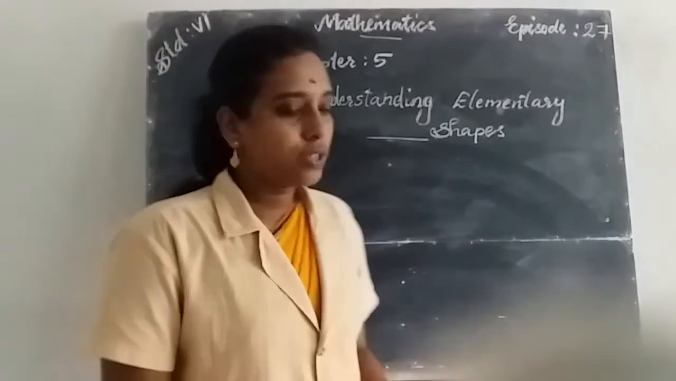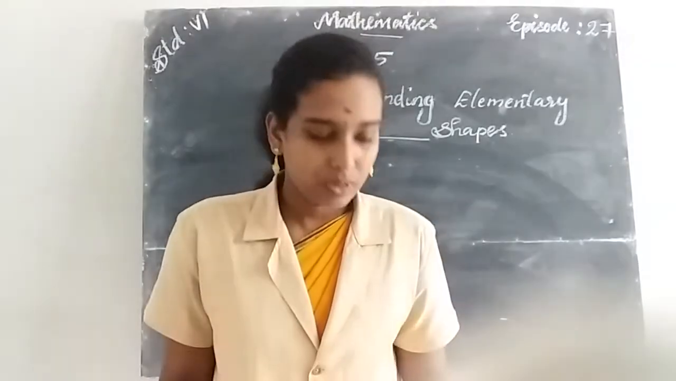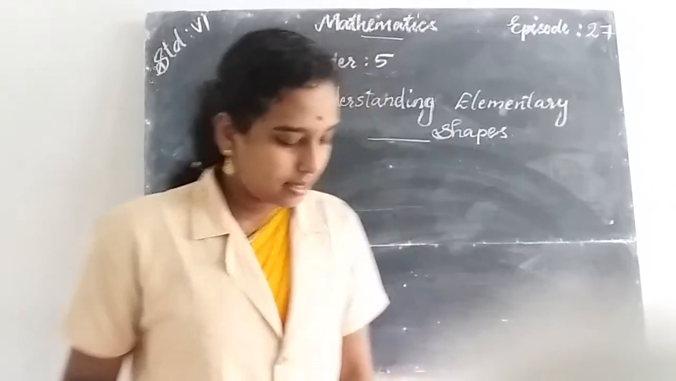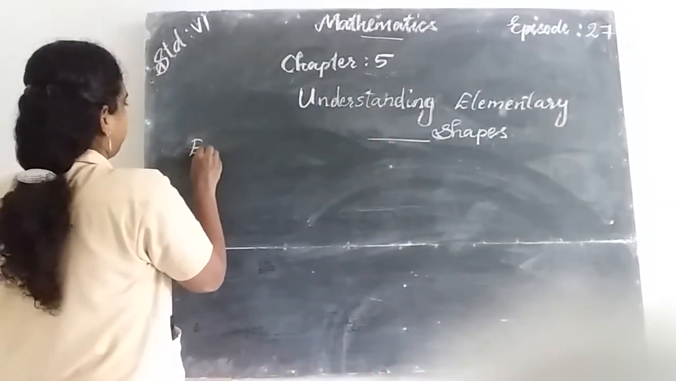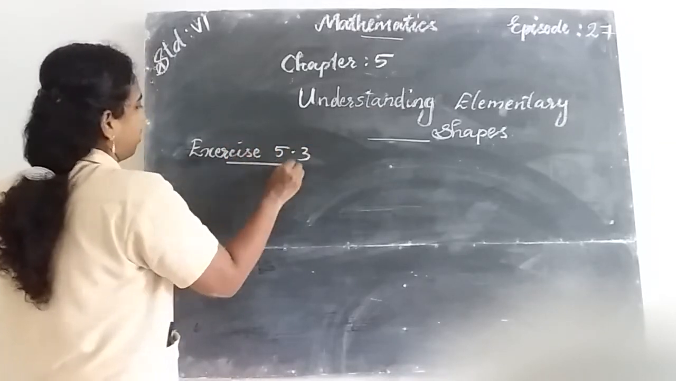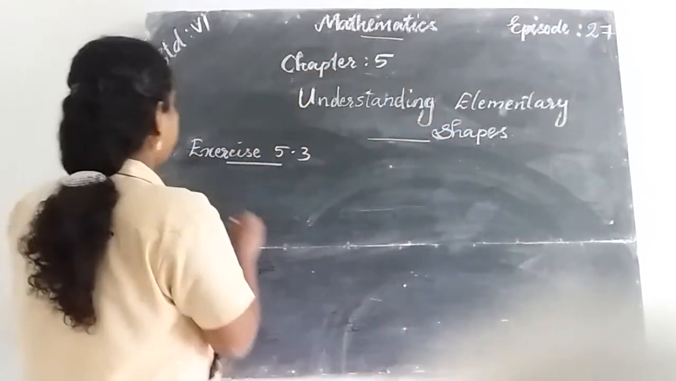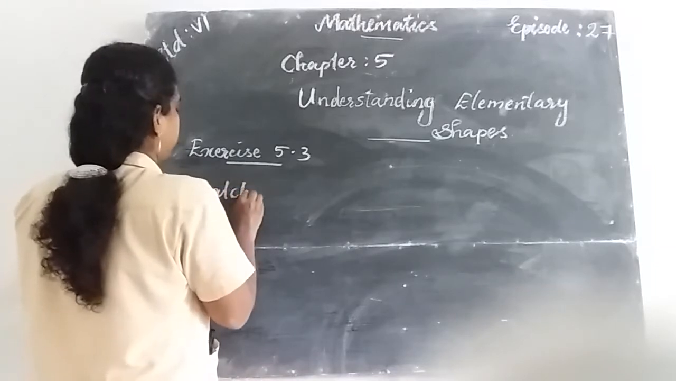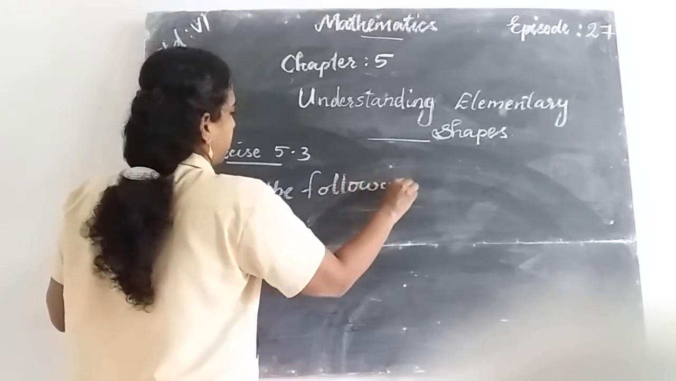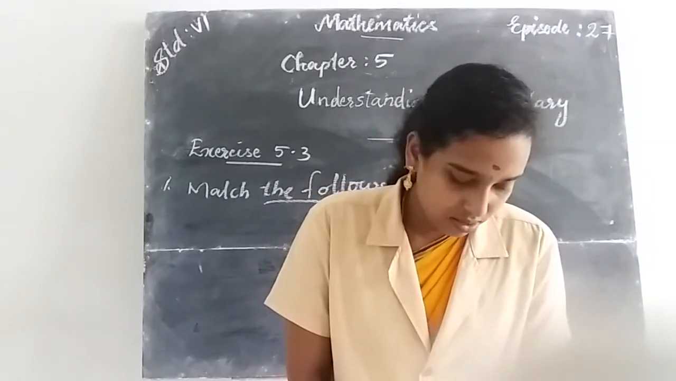Chapter, Understanding Elementary Shapes, and we also discussed exercise 5.2. So today we are going to discuss the next exercise, that is exercise 5.3. Okay, so the first question is match the following. First one, straight angle.